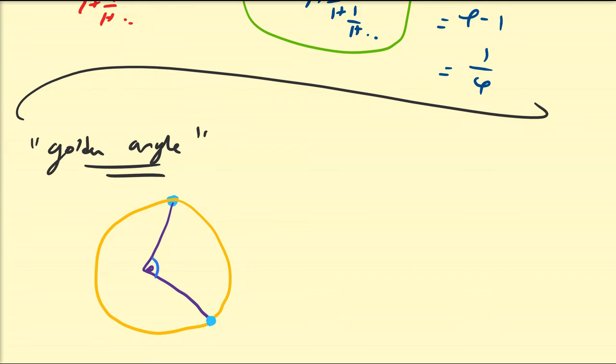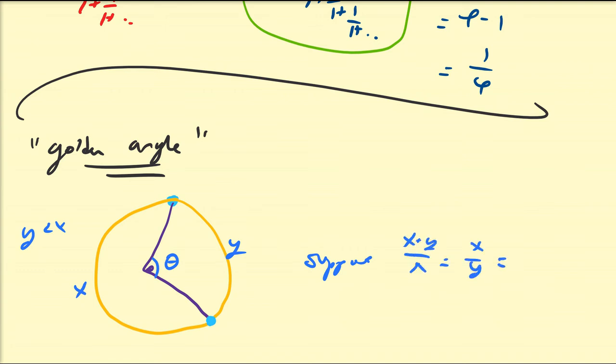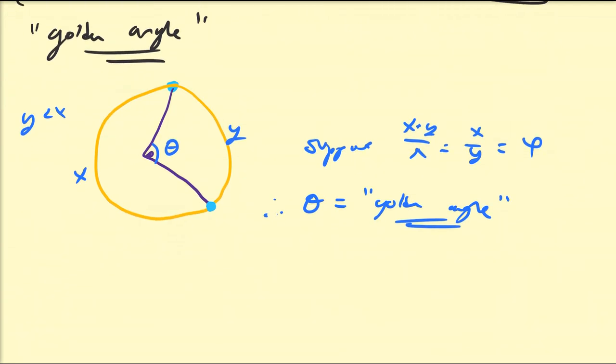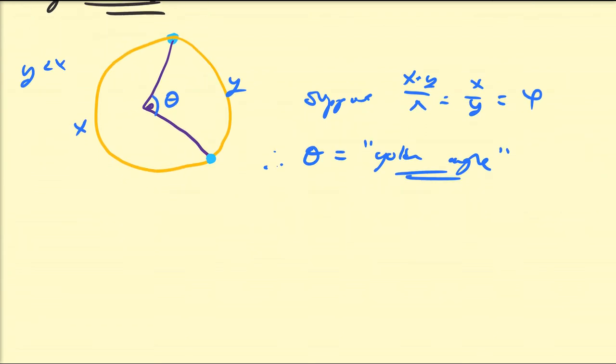Alright, so this is going to be theta. This is going to be y, and this is going to be x. So clearly y is less than or equal to x, and you can probably see. So suppose x plus y over x equals x over y is equal to phi, right? Therefore, theta is equal to the golden angle, right? So what is the value of the golden angle? So we already have an exact value for the golden ratio. Let's see if we can derive the golden angle value, right?